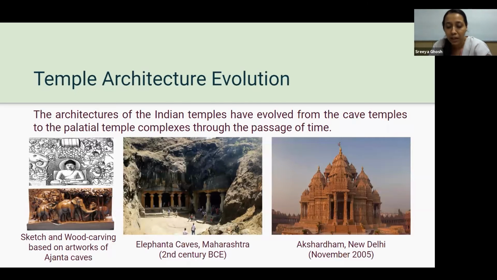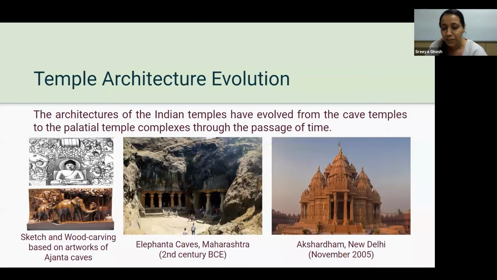So over the passage of time, Indian temple architecture has evolved from caves to palatial temples. On the left, we can see one of the sketches which was used as a fresco painting in the Ajanta caves. The Ajanta and the Ellora are very famous cave temples of India. They have been considered as heritage sites by UNESCO. They were built around the 2nd century BCE, so they are very old. And the one below is a wood carving based on the Ajanta paintings.